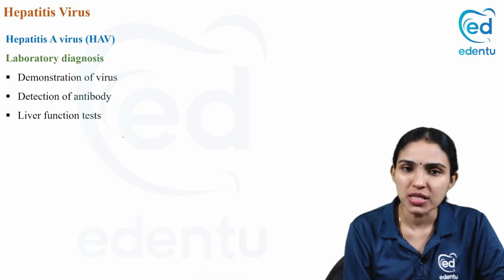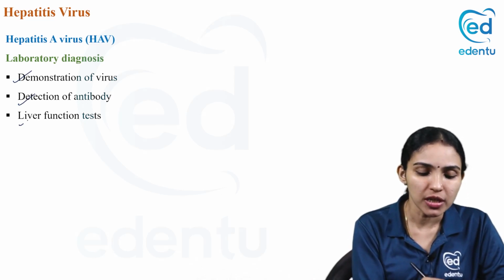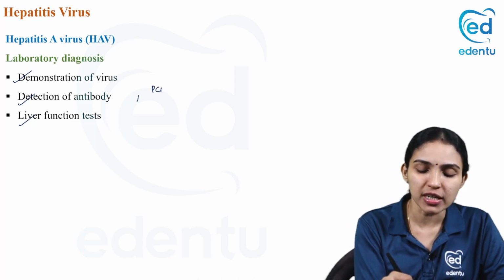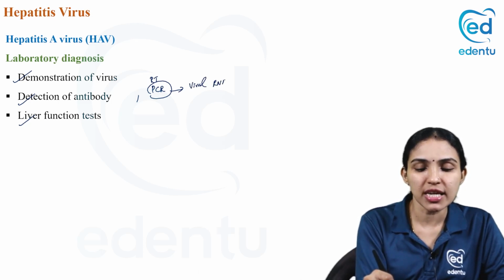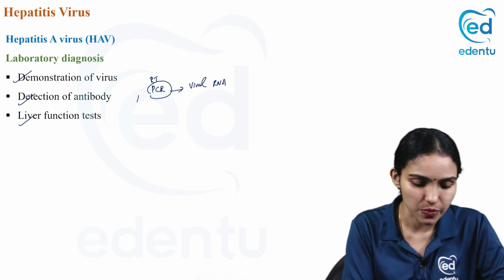How will you diagnose this? You can have a demonstration of the virus, or you can detect antibody, and you can perform the liver function test. Also, we can do a molecular test like PCR. For what PCR? It is RT-PCR for the viral RNA. So this can be done from the feces sample because the virus is excreted in the feces.